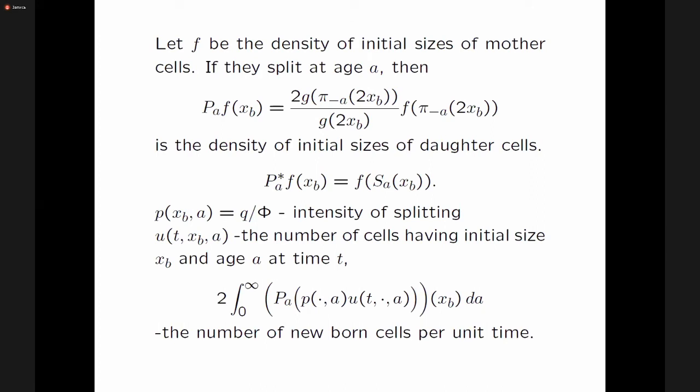Well, now we should create some model which describes the distribution of cells according to their size. In this model, we have two factors. One is growth of the cells, and the second is division. And the division process describes some relation between size of mother cells and the daughter cells. We assume that the cells split at age a.